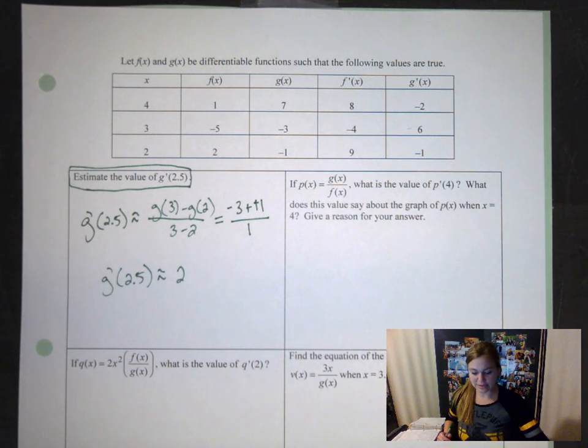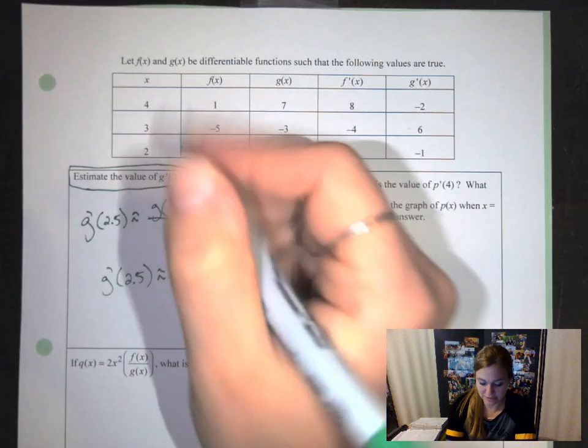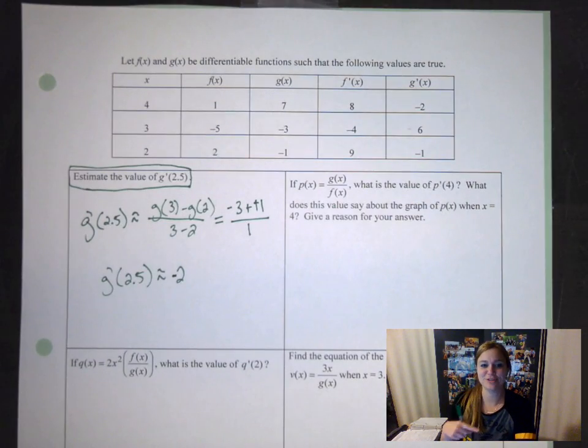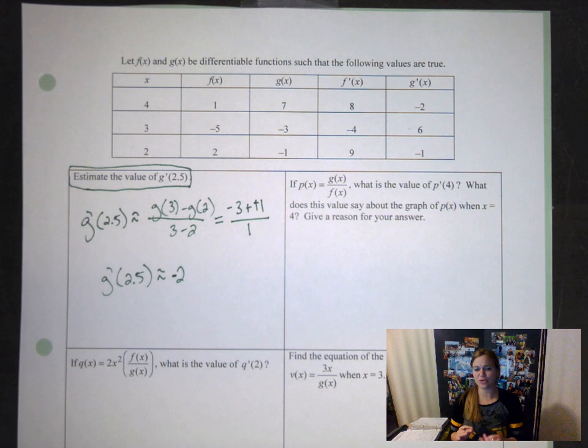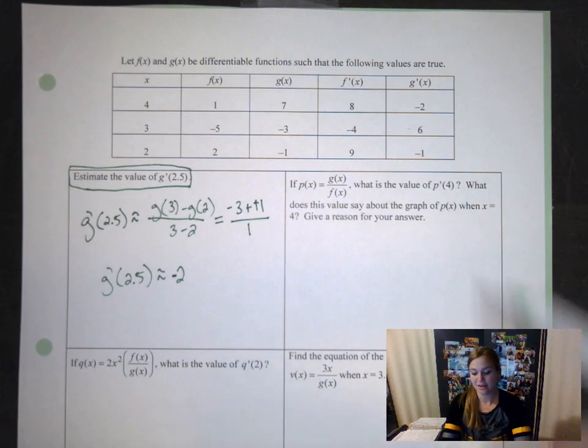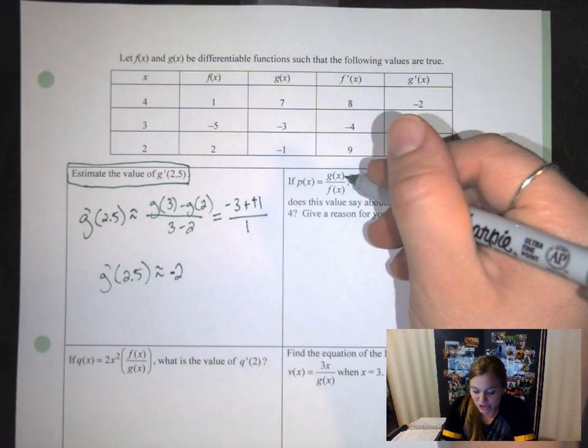Oh wait, you know what? Silly me. -3 plus 1 is -2. Fixed it. So if you're like Mrs. DeWald and you're getting ready to message me, I hope you kept watching for a second because I just fixed it just like that. Next one, p of x is g of x over f of x.